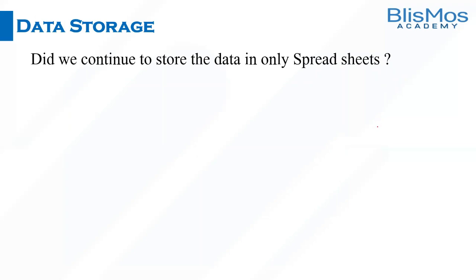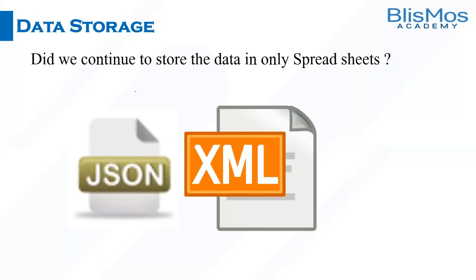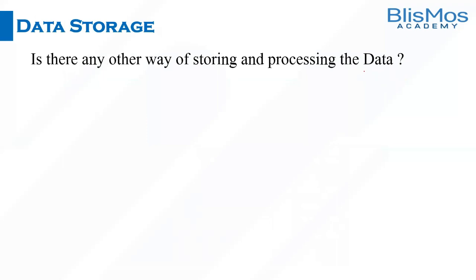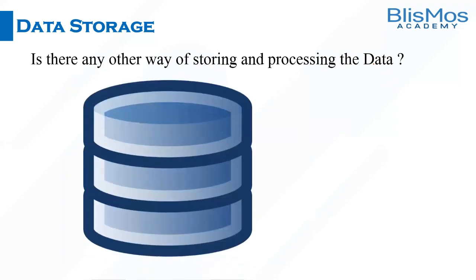Not really. That is where we started storing the data in some of the semi-structured files like JSON and XML files. Continuing the same question further, did we always store the data in semi-structured files like XMLs and JSONs? Or is there any other way of storing and processing the data? That is where comes the RDBMS systems.